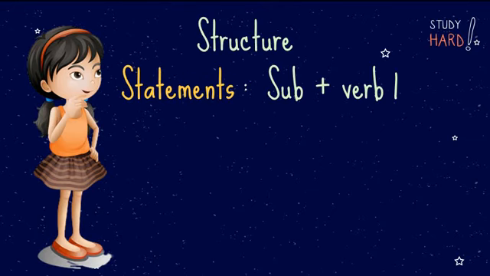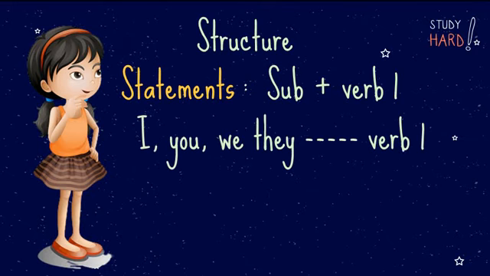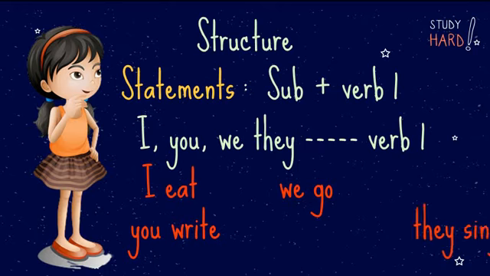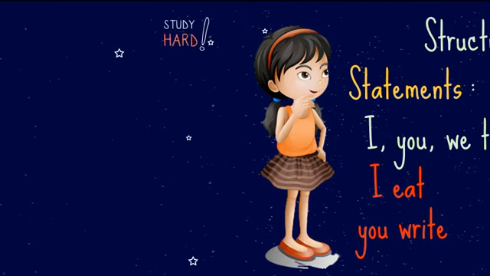For statements, it's going to be subject plus first form of the verb. With I, you, we and they, we'll use first form of the verb. For example, I eat, you write, we go, they sing.